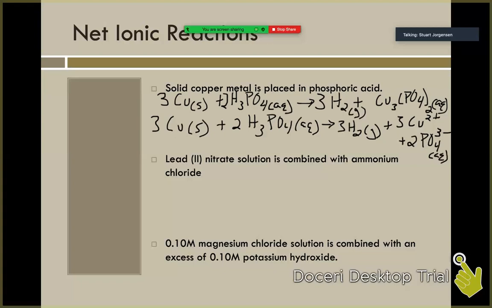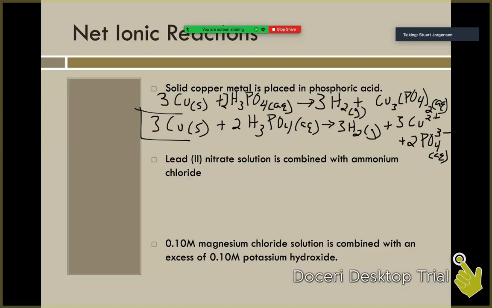If we're looking, because nothing split apart before, and then we only had the one thing split after, this is going to be not only the complete net ionic, but also the just net ionic equation. This would be our final answer if we were writing a net ionic equation for this reaction.